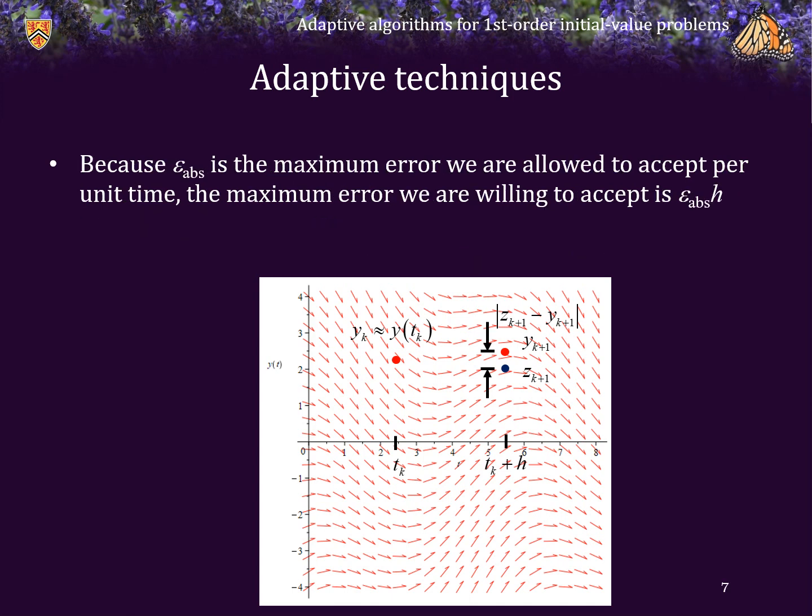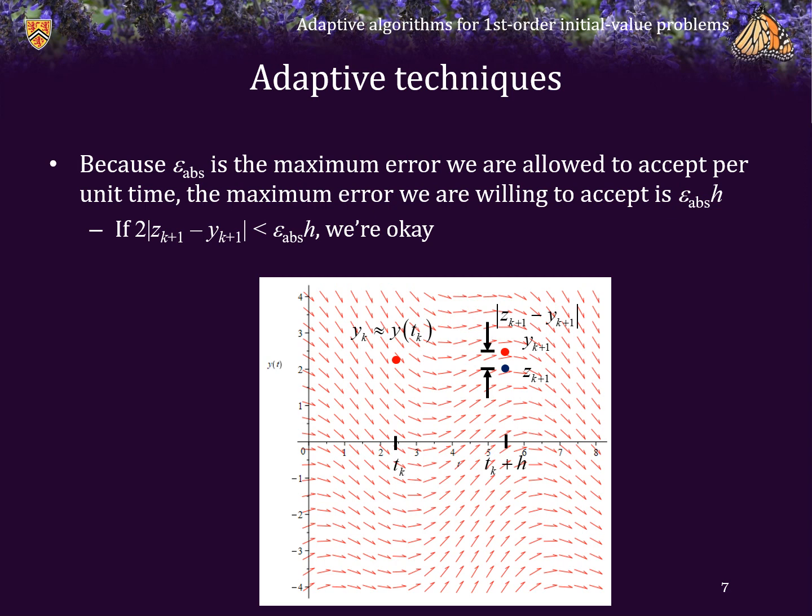All right, now you'll recall that the absolute epsilon value is the maximum error we are willing to accept per unit time. Consequently, the maximum error we are willing to accept on an interval of width h is h times this absolute epsilon. So if h is very small, we're not going to accept a very large error, whereas if h is larger, we're willing to accept a larger error over this interval.